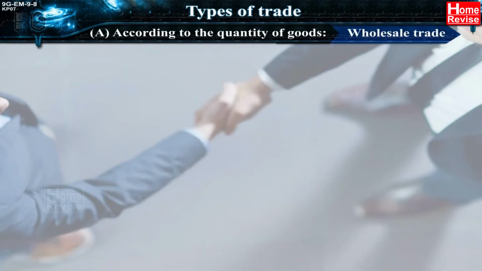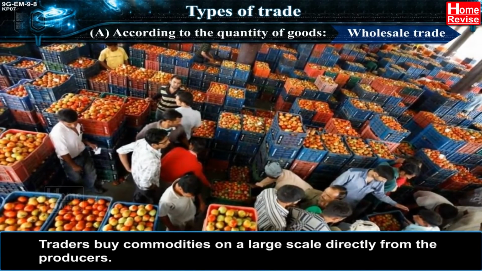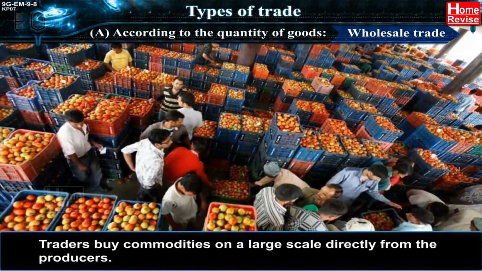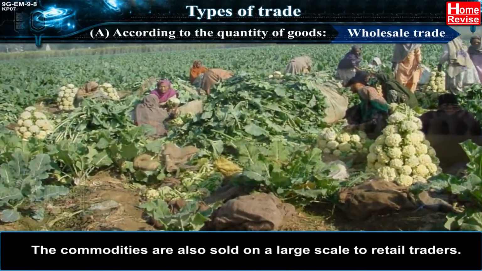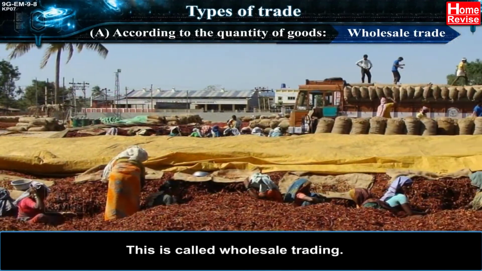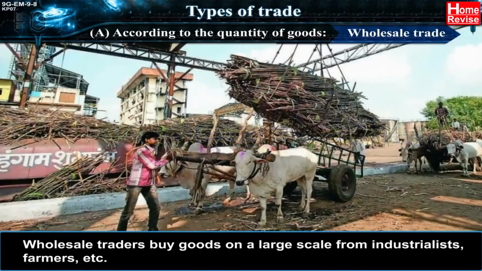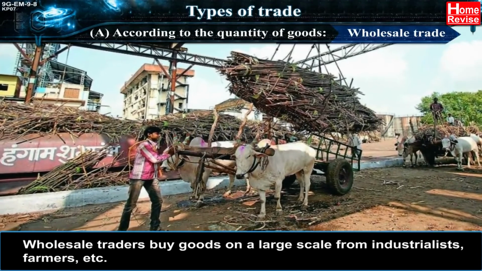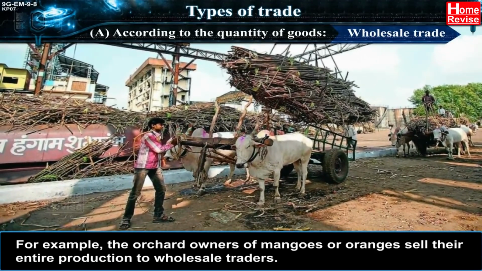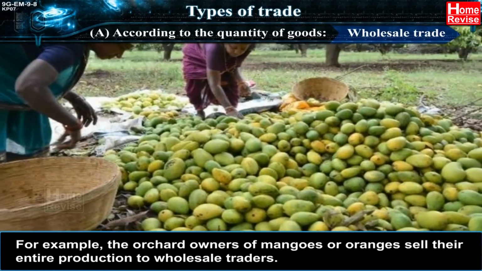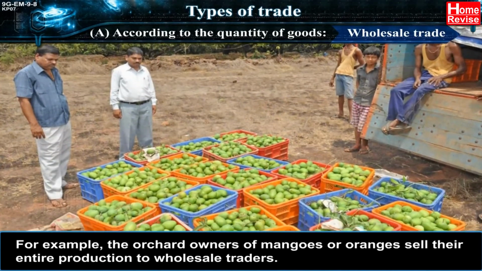Wholesale trade. Traders buy commodities on a large scale directly from the producers. The commodities are also sold on a large scale to retail traders. This is called wholesale trading. Wholesale traders buy goods on a large scale from industrialists, farmers, etc. For example, the orchard owners of mangoes or oranges sell their entire production to wholesale traders.